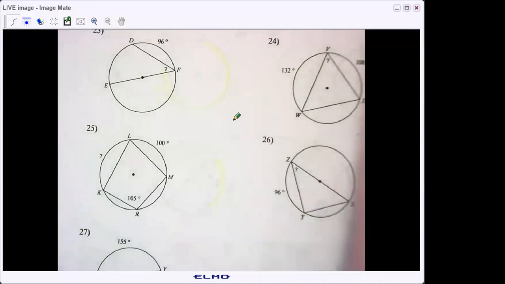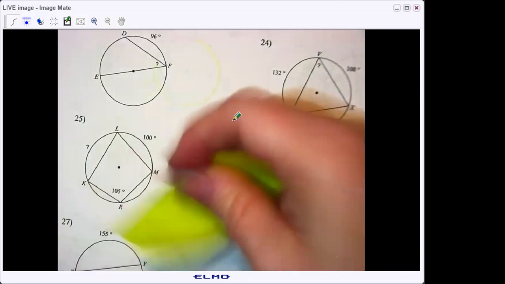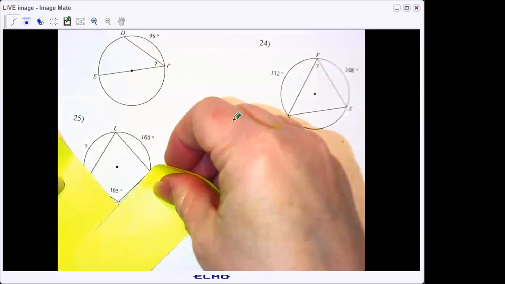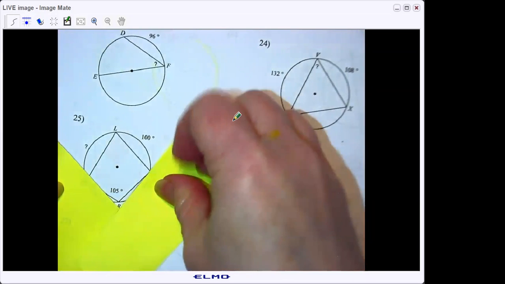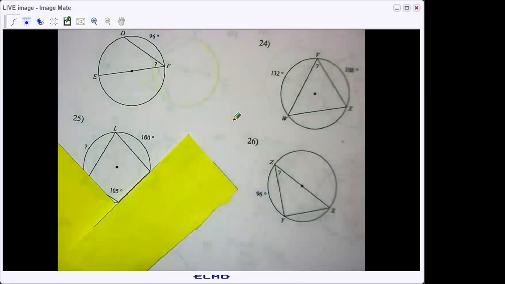Okay. So the arc of 100 doesn't really help me. I don't have that information yet. So let's look at what we do have. This one's a little more doable when you're just learning how to do this.